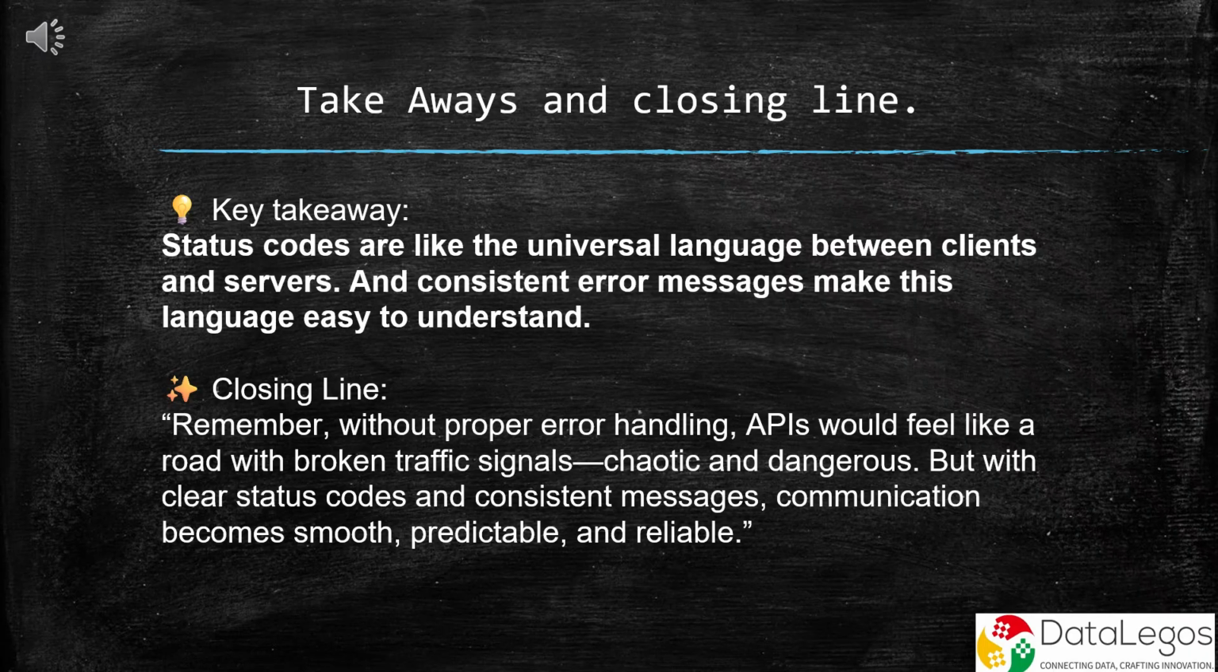The key takeaway here is that status codes are the universal language between clients and servers. And consistent error messages make this language easy to understand. Without proper error handling, APIs are like a road with broken traffic signals, chaotic and dangerous. But with clear status codes and consistent messages, communication becomes smooth, predictable, and reliable.